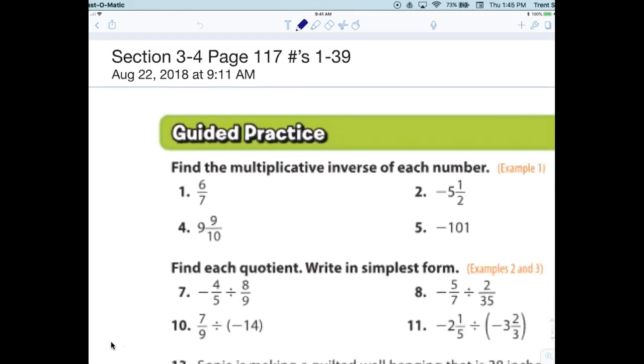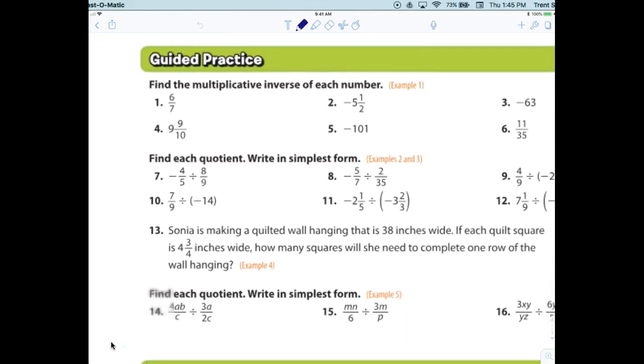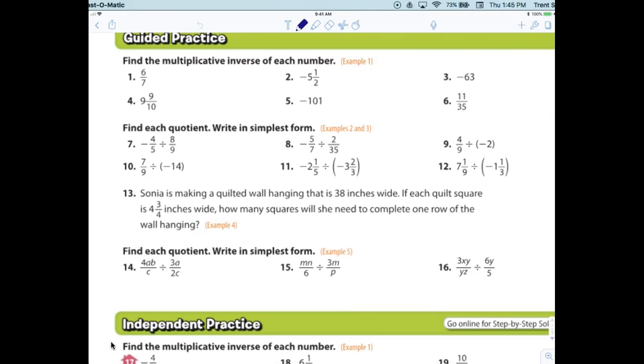Now, again, remember, dividing fractions. To solve a division, you just multiply by the reciprocal. Alright? So now, question number one. It just says, find the multiplicative inverse. That's a fancy word for reciprocal. That's exactly what it is. Fancy word for what? Reciprocal.